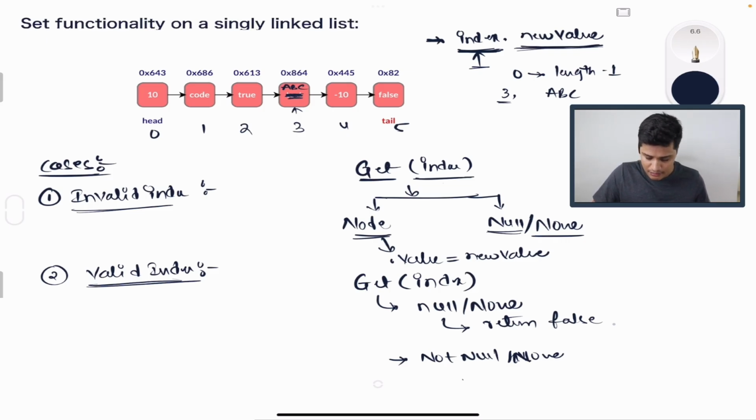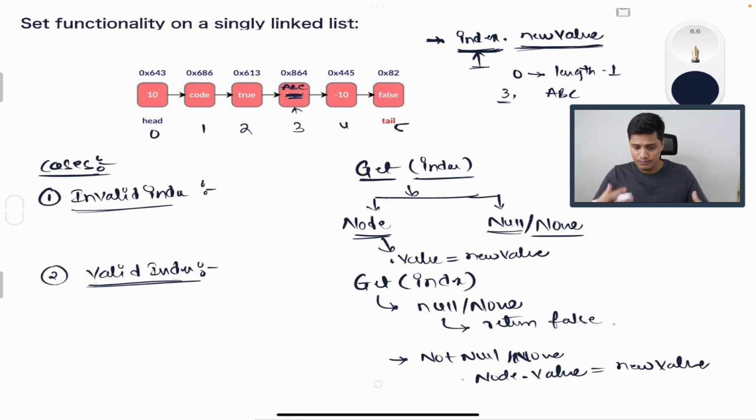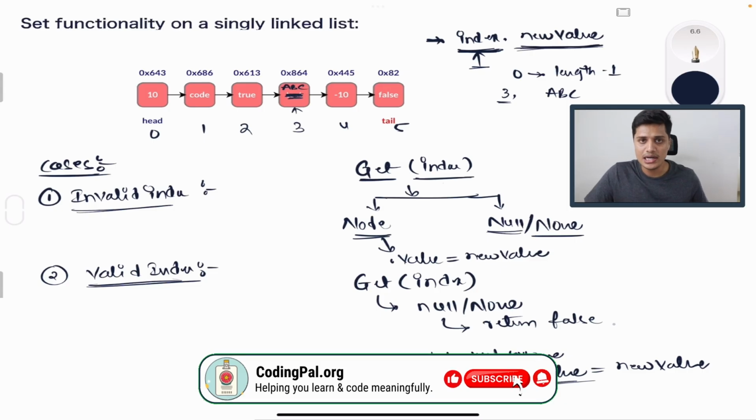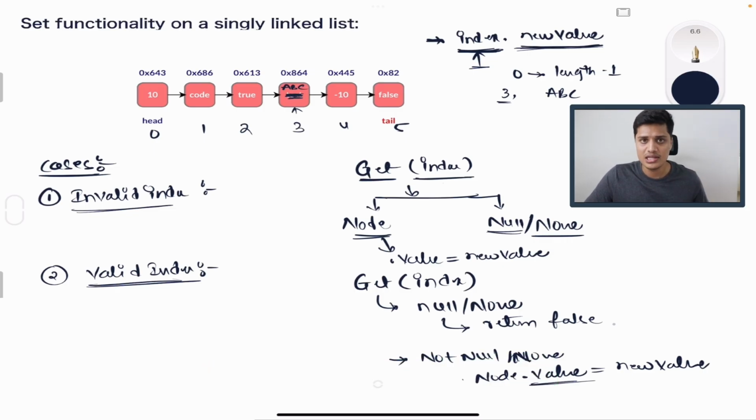As a result, we can simply use node.value equal to new value. By doing this simple operation, we will be able to update the value we have in the node that is given at the index that is also given by the user. So that is how we reuse the get functionality for implementing the set functionality on a singly linked list. I hope things are clear to you.